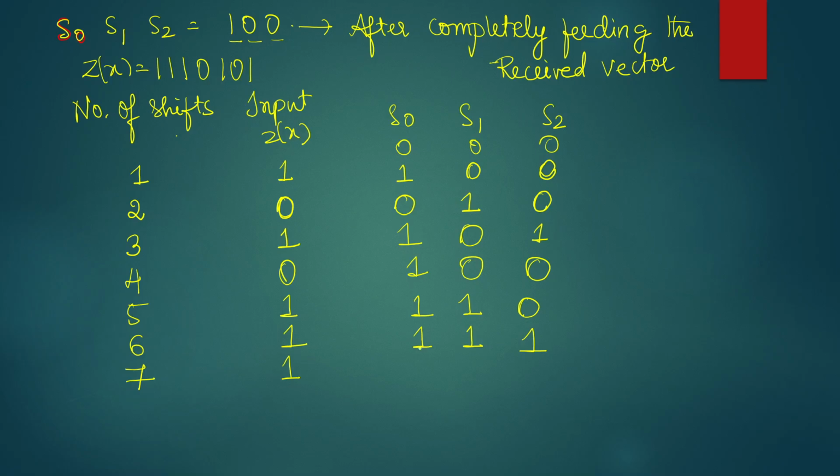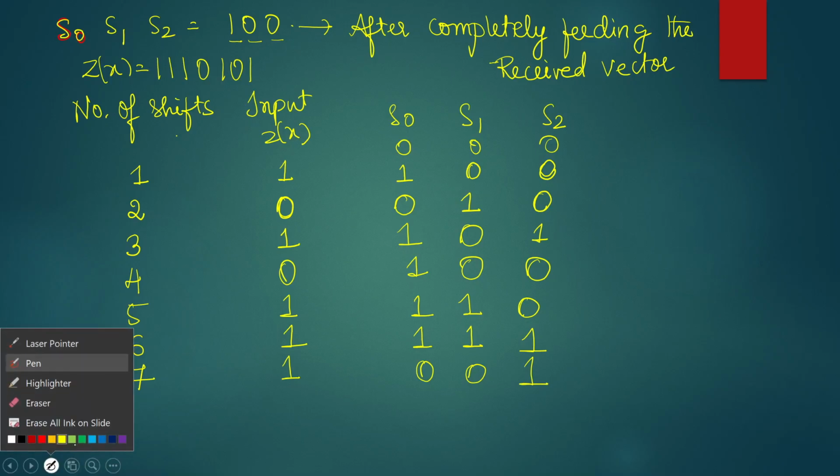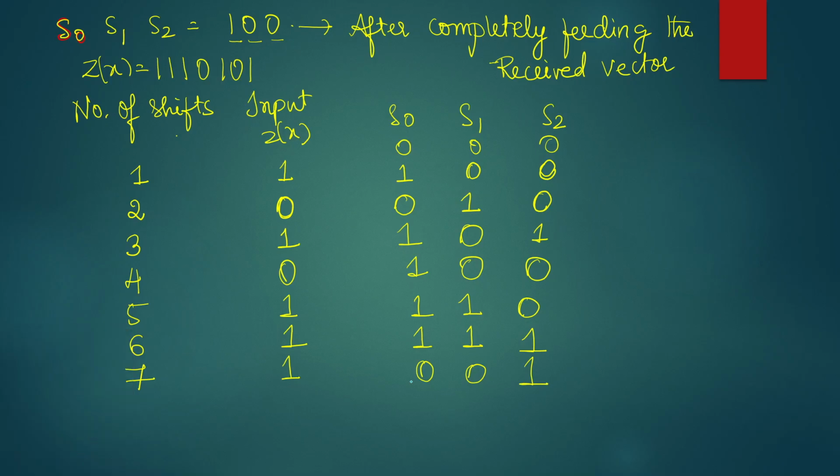1 plus 1 is 0, 1 plus 1 is again a 0, and 1 gets shifted to the right, so it is 1. So by this process, at the end of the final bit, whatever the output that we are getting, this is our syndrome. But we won't stop it over here.